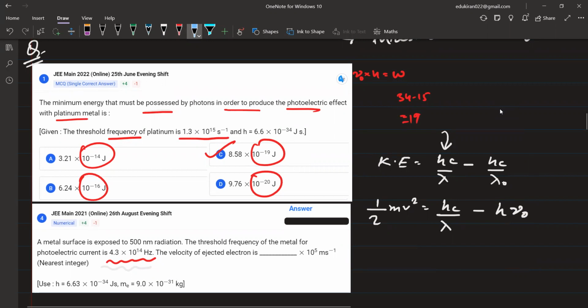Yes, sir. Okay, now let us calculate. Here hc upon lambda, so hc will be 2 into 10 to the power minus 25 upon lambda, which is 500. Writing it as 50, 500 into 10 to the power minus 9, so we can write 50 into 10 to the power minus 10, right? Minus h, here you have 6.63 into 10 to the power minus 34 into nu naught, which is 4.3 into 10 to the power minus 14.